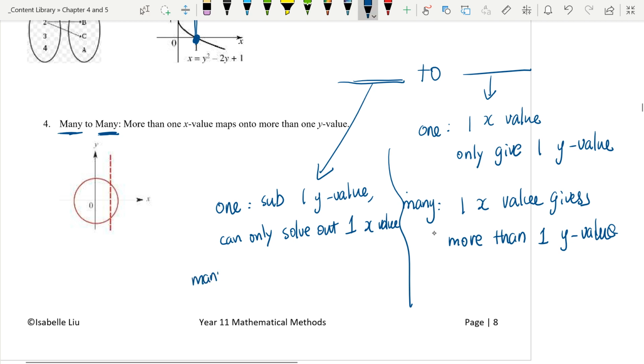If it's a many here, okay, sub one y value in, you get more than one x value. Okay, so it's basically substitute x to get a y value, or substitute y to get an x value. How many x can you solve out, how many y can you solve out. Okay, that's the meaning of those two brackets. And if you see that from a graph, you can just do the horizontal line test and vertical line test.